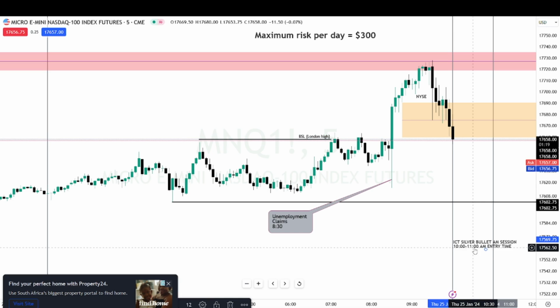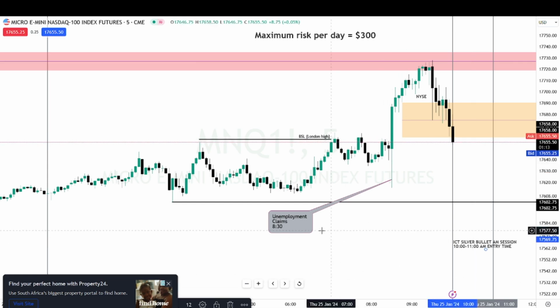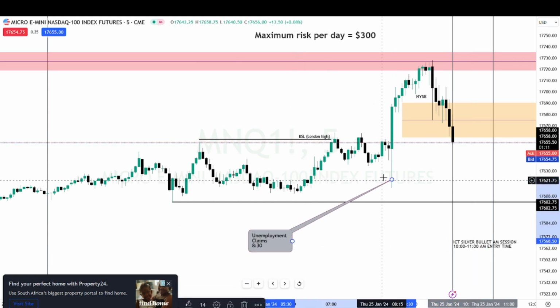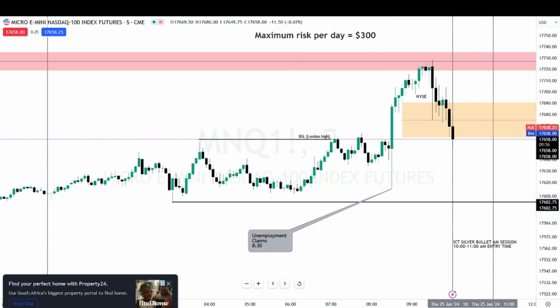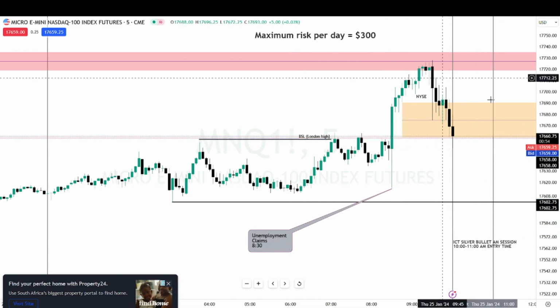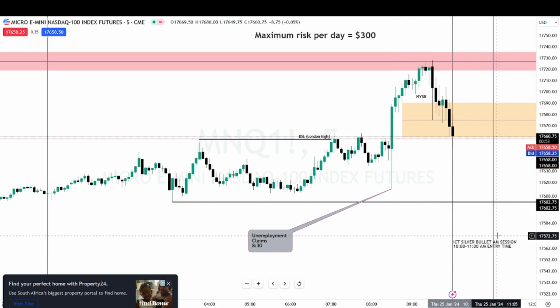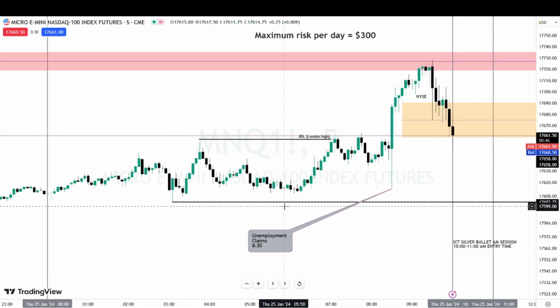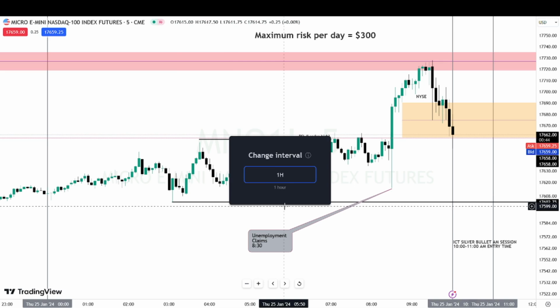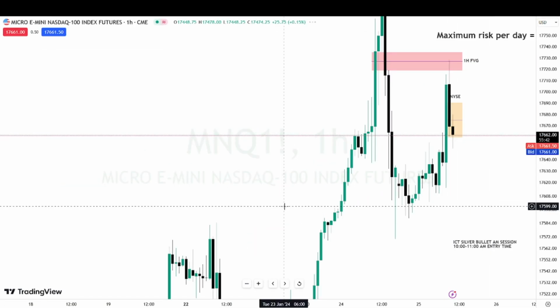Guys, I will comment on my analysis as time goes. Okay. Now that it is 4 minutes past 10, this is where we're looking for entries. So let me try to outline what I had here. Let's start from the hourly time frame.